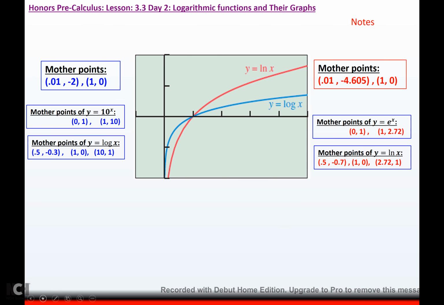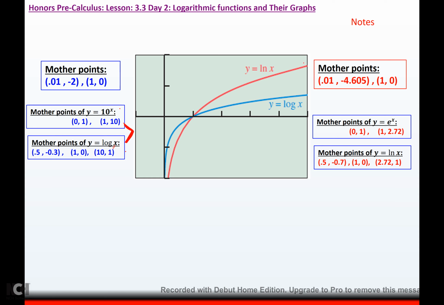Alright, so now to graph more accurately, we need our mother points. Remember, these two are inverses to each other. This would be an exponential function, this would be a logarithmic function. The mother points of the common log are (0.5, -0.3), (1, 0), and (10, 1). You can do this on the calculator because it's base 10. I graphed it and went to the table and got some ordered pairs that looked decent, but you could do it by plugging it in.